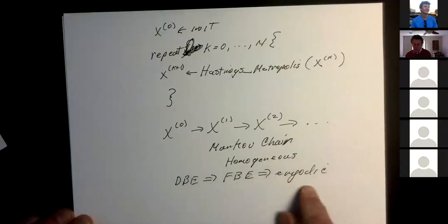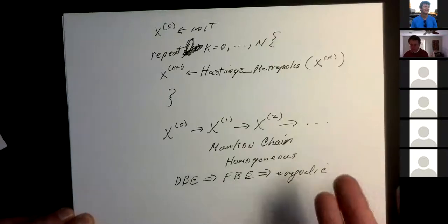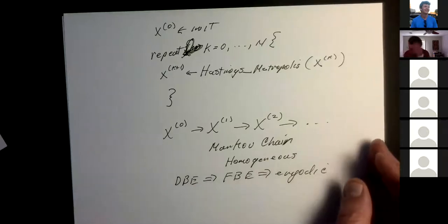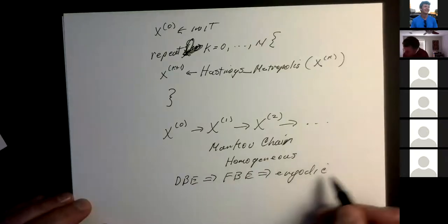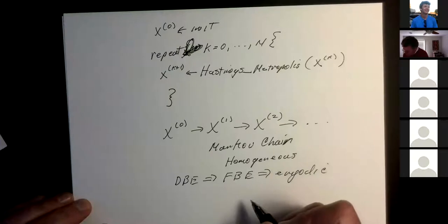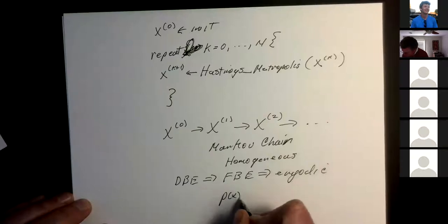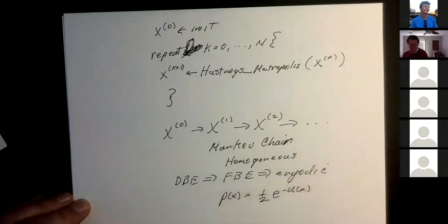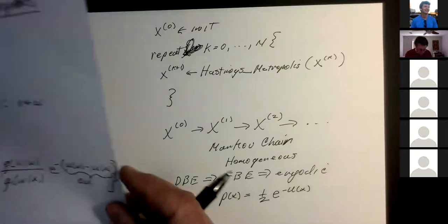Okay, you need some other technical conditions to verify, but for the problems that we'll use, they hold. And then it's ergodic, so it has a stationary distribution, and the stationary distribution is going to be P of X equals this. Okay, that's a Gibbs distribution. So, fine, that's good.